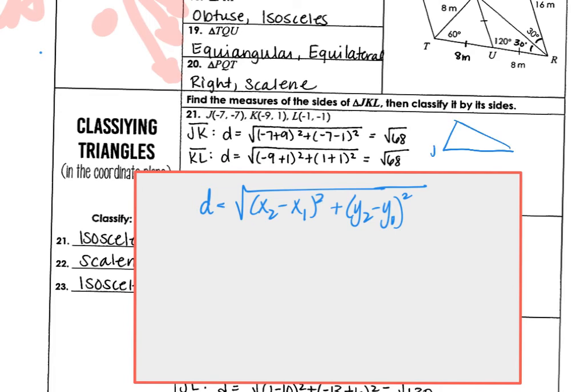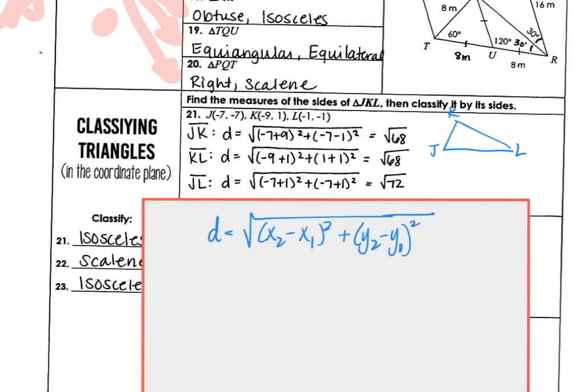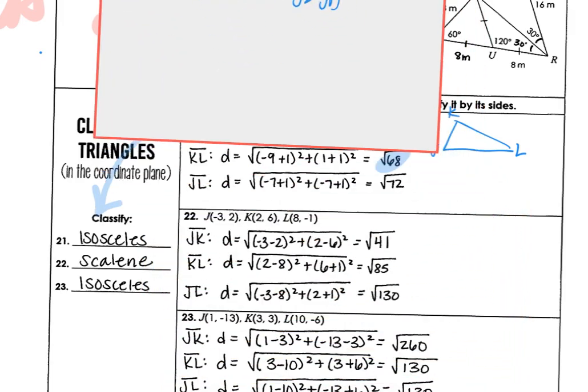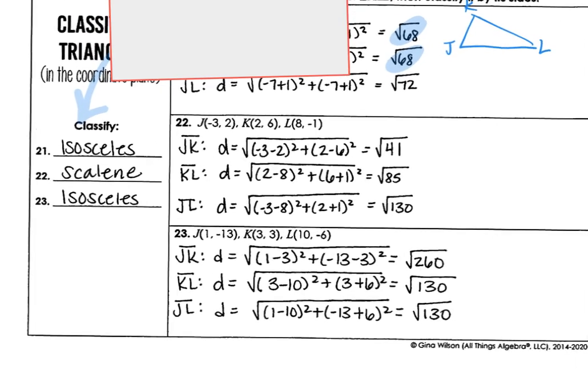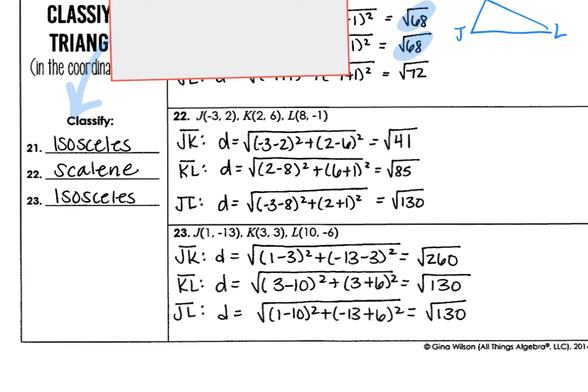I don't know if this is what this triangle looks like, but let's just draw a pretend one. So we're missing JL, and JL is square root of 72. So it looks like this triangle has two congruent sides, so it is isosceles. So here are the answers. Pick one to try on your own without looking at the answers and see if you get the same thing.